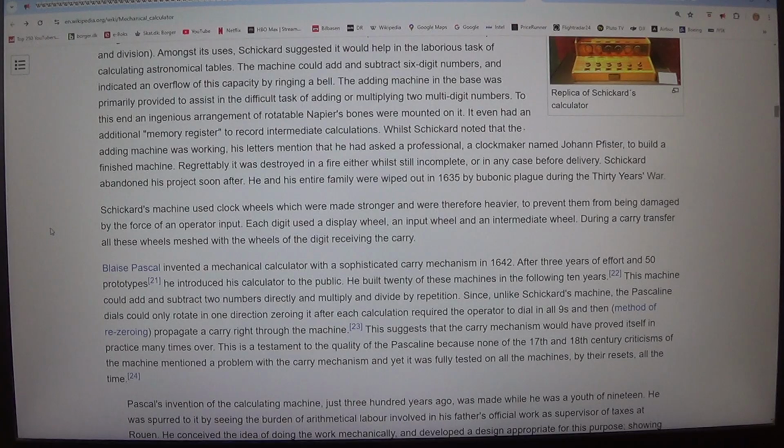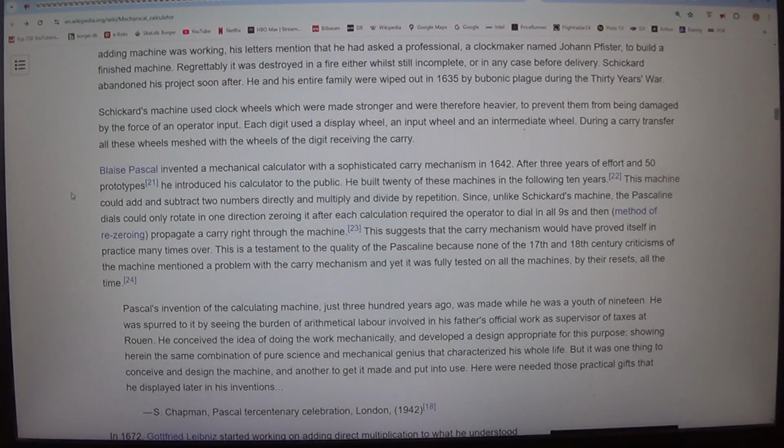Whilst Schickard noted that the adding machine was working, his letters mention that he had asked a professional, a clockmaker named Johann Pfister, to build a finished machine. Regrettably it was destroyed in a fire, either whilst still incomplete or in any case before delivery. Schickard abandoned his project soon after. He and his entire family were wiped out in 1635 by bubonic plague during the 30 Years' War.